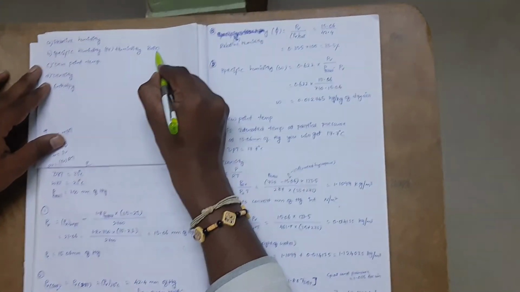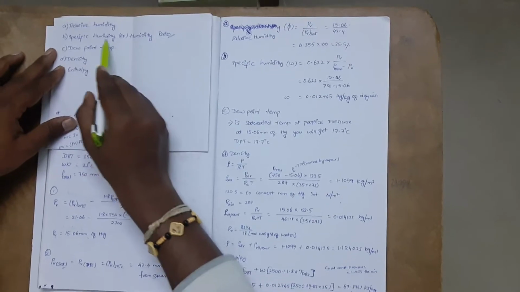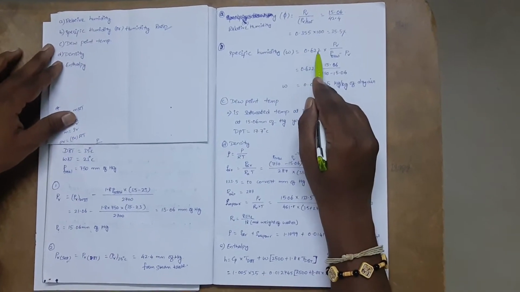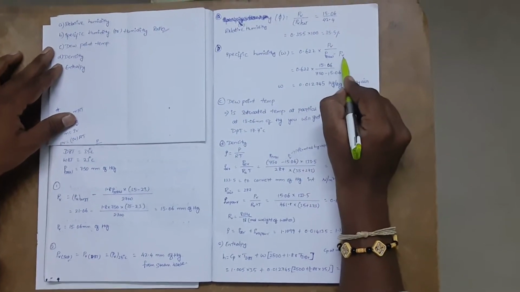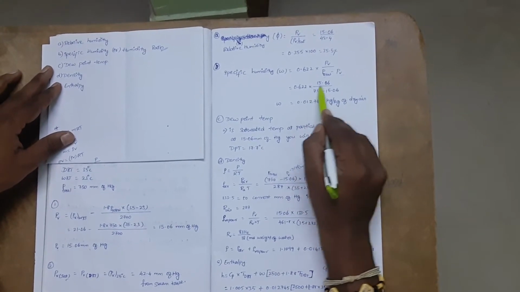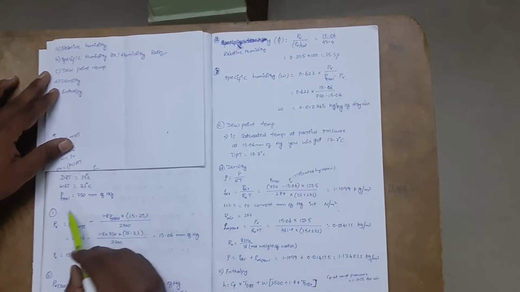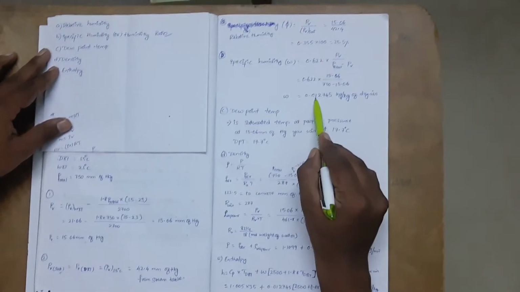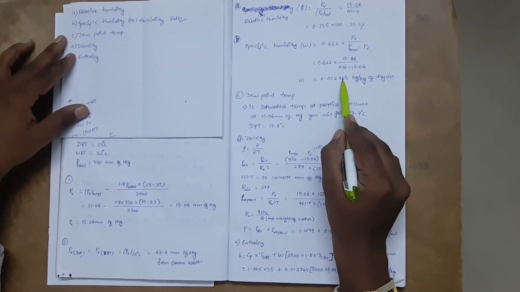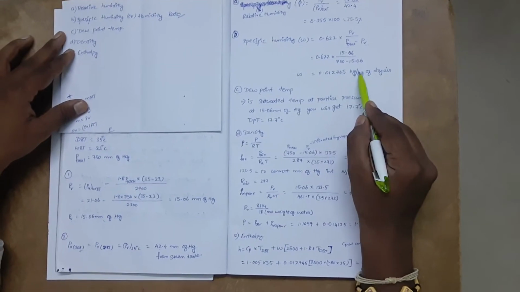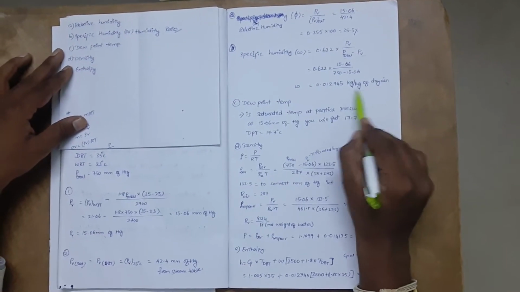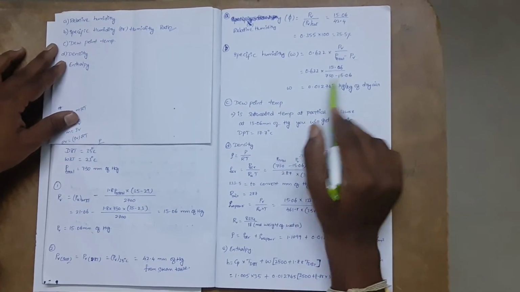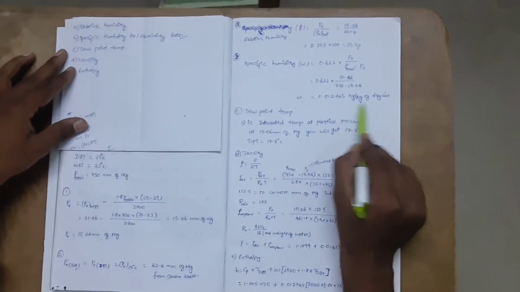Now we will discuss specific humidity. Specific humidity ratio is equal to 0.622 into PV by P total minus PV. 0.622 into 15.06 by P total, which means 750 mm of Hg, minus 15.06. And W is equal to 0.012745. Even though it is kg by kg, we have to write kg by kg of air here, otherwise the examiner will give negative marks for this portion. We have to put kg by kg of air.